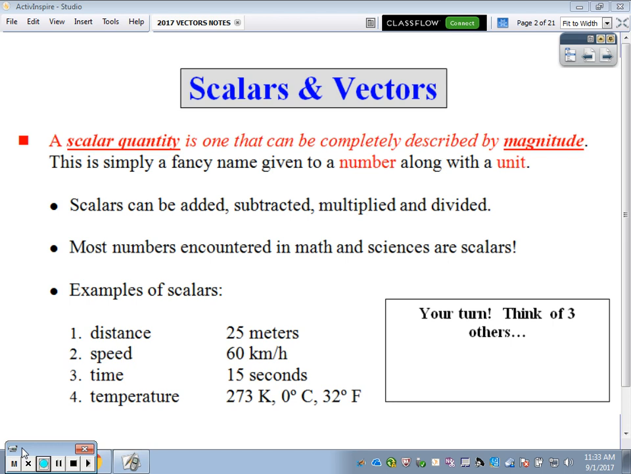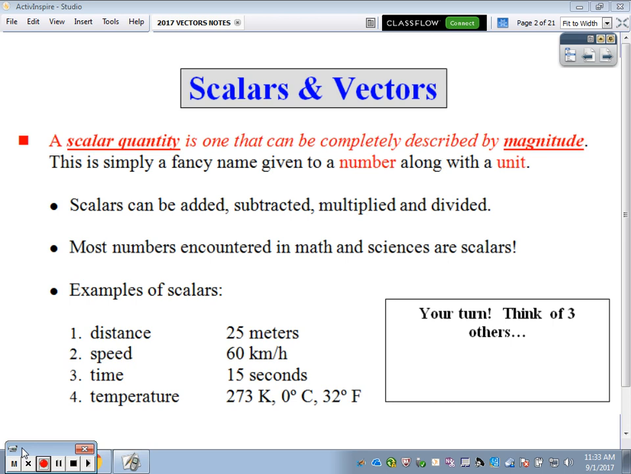Before we even get into vector quantities, we need to take a half step back and talk about something called scalar quantities. Now, a scalar quantity, by definition, is simply something that can be completely described using two things: a number and a unit. All we need for a scalar quantity is a number and a unit.